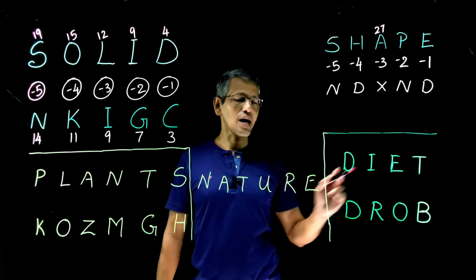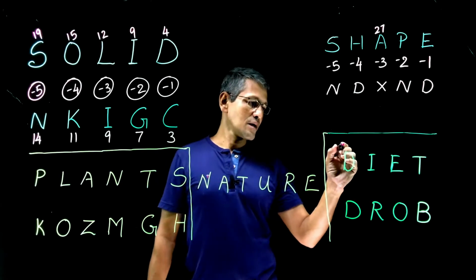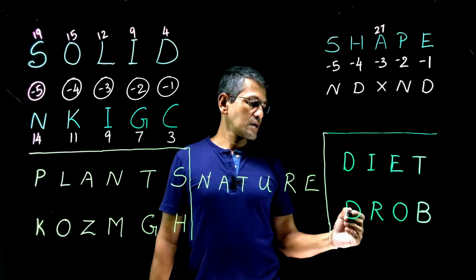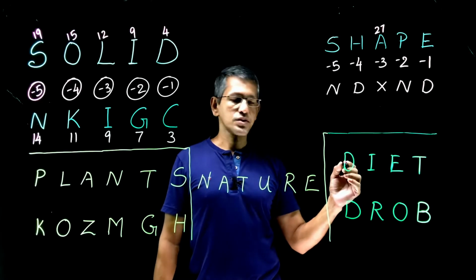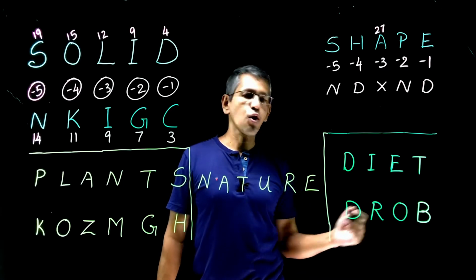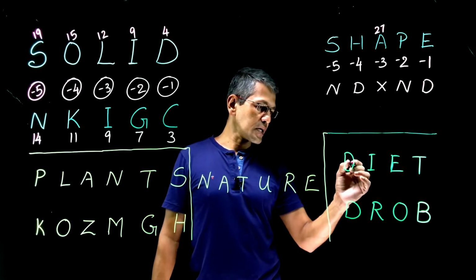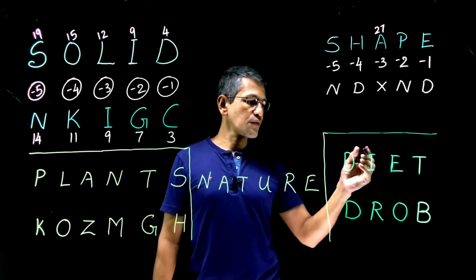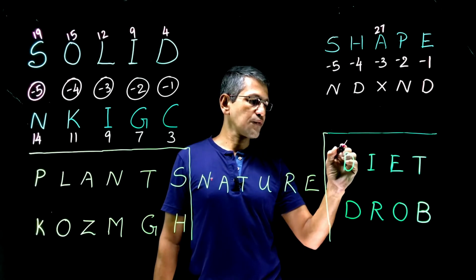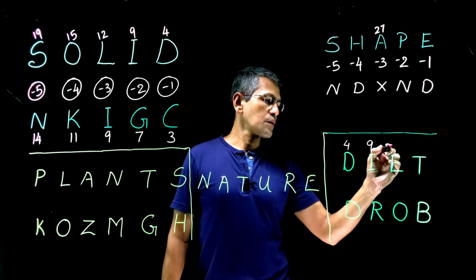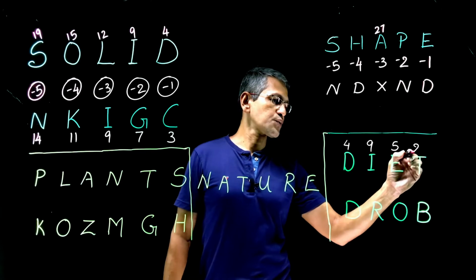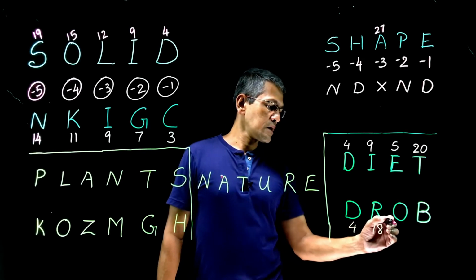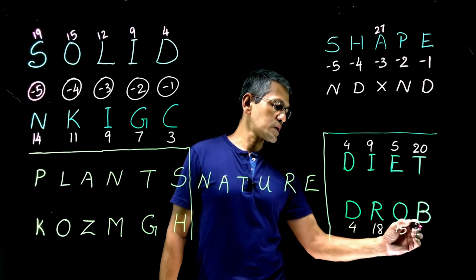Okay, let's go for the next one, diet. First of all, let's check whether all the letters are in the code. Check it out. Well, only D is in the code, all other letters are not in the code. So it is not a rearrangement. Let's go for position values. What is it? 4, 9, 5, 20. And here again 4, 18, 15, and 2.